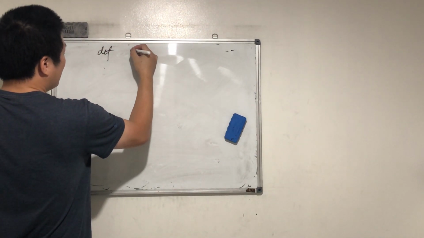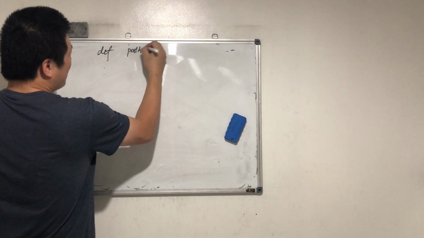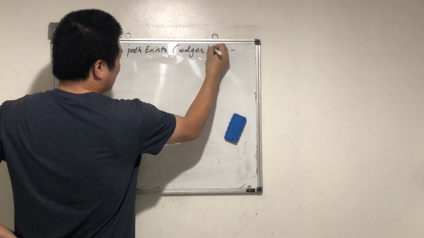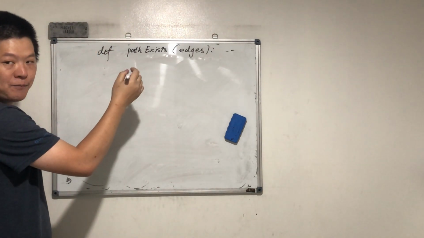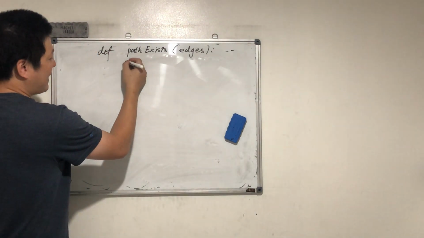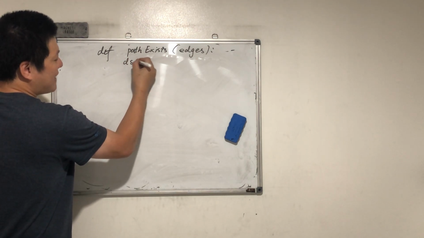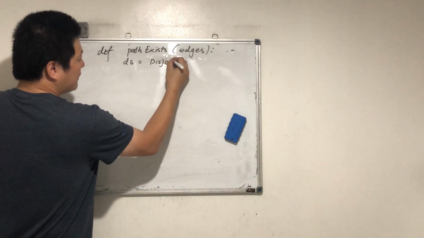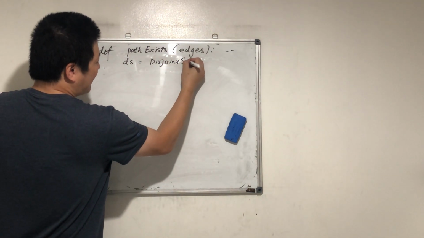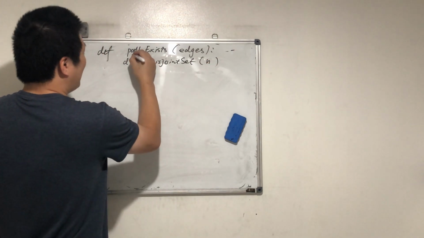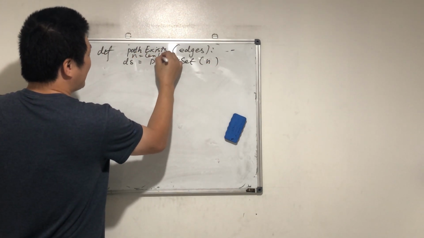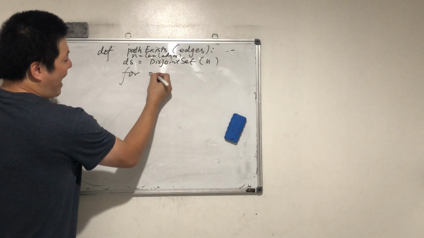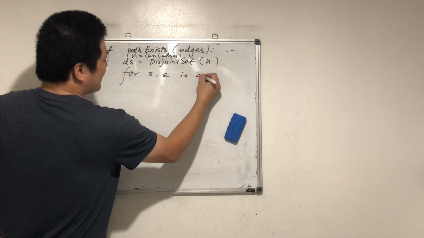Define path exists. Remember? Path exists, and there are the edges. Okay, look. First of all, I have a disjoint set. Let's say ds equals DisjointSet, and there are n nodes, yeah. n equals length of edges or whatever. Okay, now for start, end in edges.